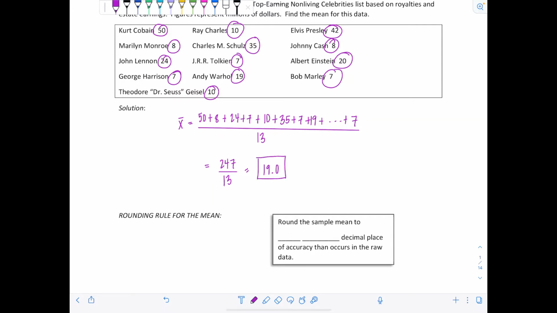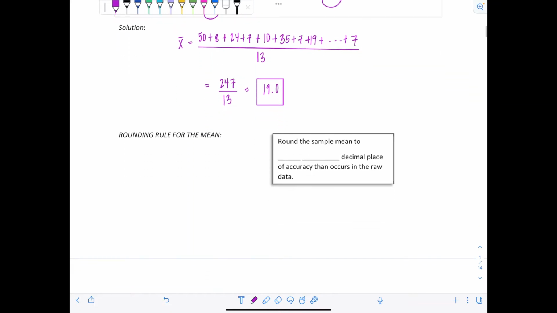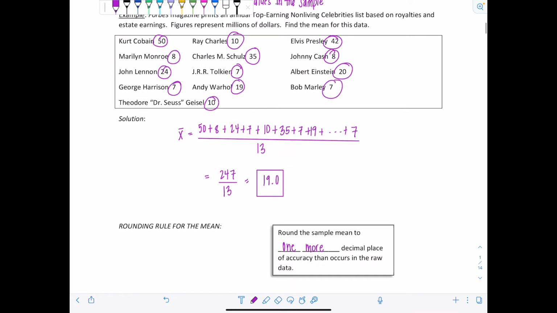Why did I put a 0.0? Well, here's why. Because typically our rounding rule for the mean is that you round the sample mean to one more decimal place of accuracy than occurs in the raw data. So since my data had no decimal places, then I'm going to round my sample mean to 1. Now, it was just 0.0 anyways, so if I left it as 19, that would have been fine as well. Okay? Good. So that's the first measure of center, the mean.